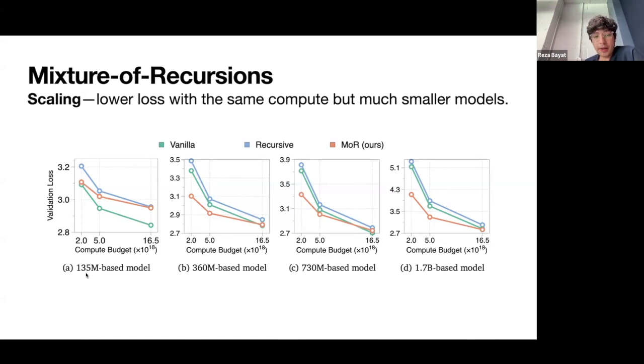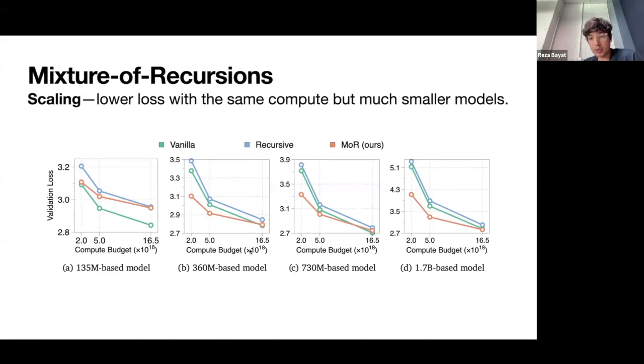We see MoR outperforms a standard recursive model, but doesn't outperform the vanilla model. We are assuming this routing mechanism and dynamic compute allocation would be difficult at a small scale. But as we scale the model, we see the advantage of this new paradigm. Especially, you see we roughly outperform or match the performance of vanilla under higher compute budget.